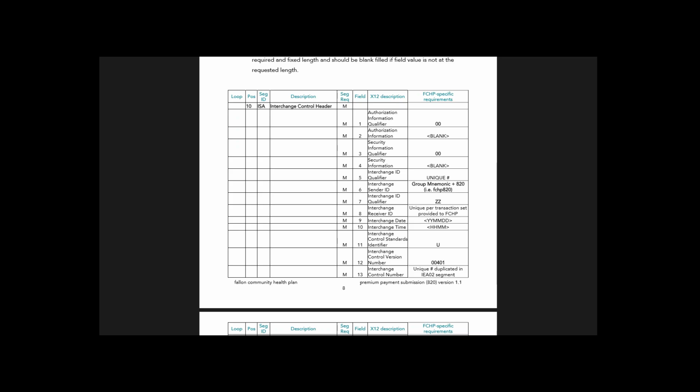So it means if the qualifier is 1, which is social security number, then field 2 is going to have the social security number of the provider. If the qualifier is 2, which is the NPI, the corresponding field is going to have the value of NPI. Now, this is the implementation guide.